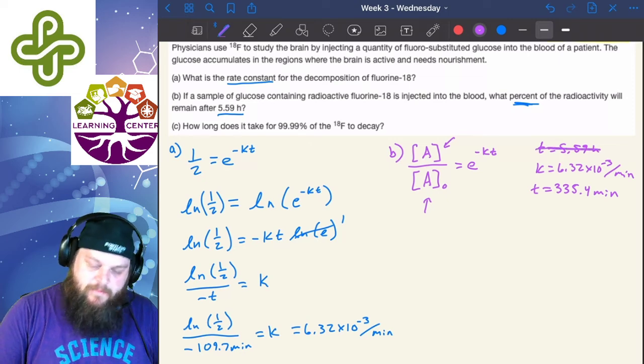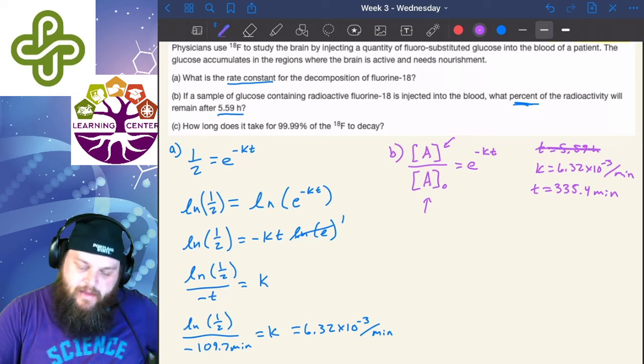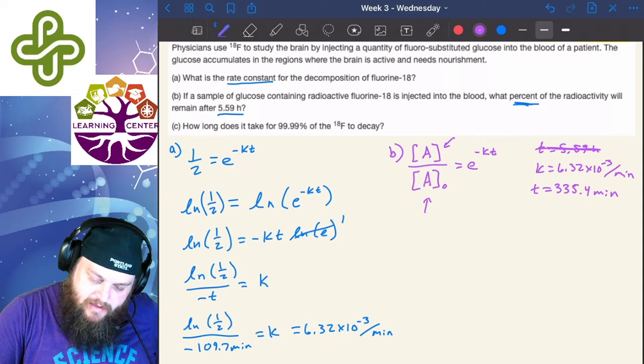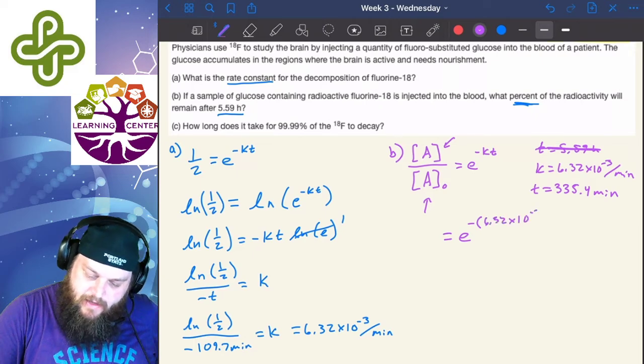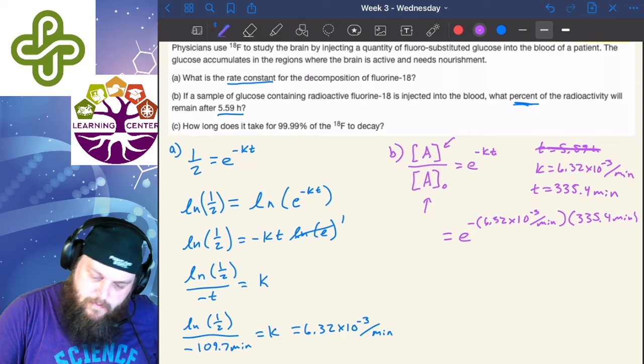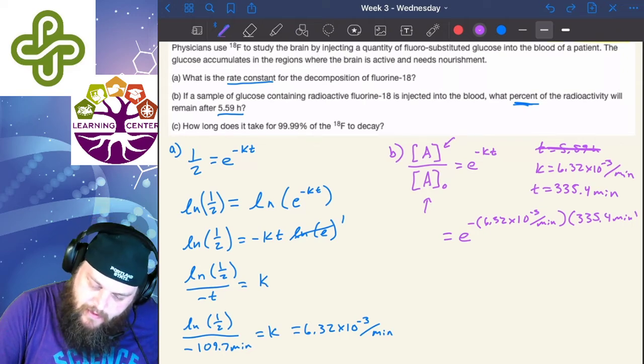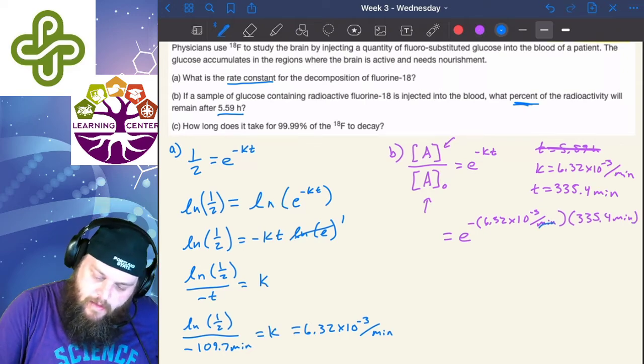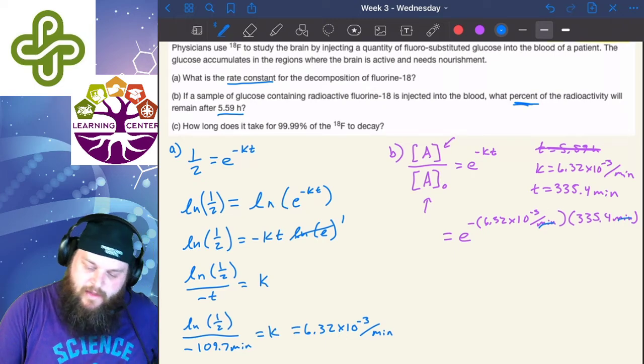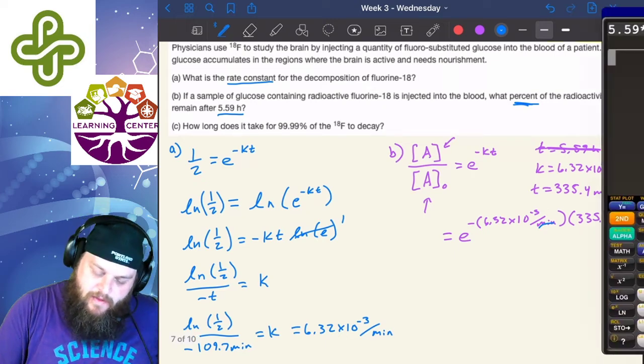Cross that one out. So now we can rewrite this and find out what this concentration is. This is going to equal A times e to the power of negative 6.32 times 10 to the negative 3 per minute times 335.4 minutes. That should have been a parenthesis there. Minutes and minutes cancel, which gives me a unitless value, and I can find out what that's going to be.